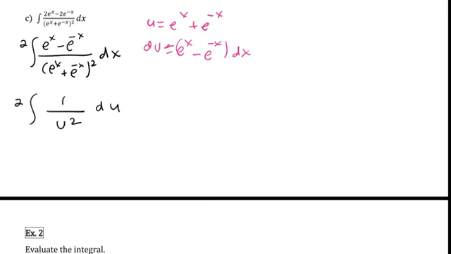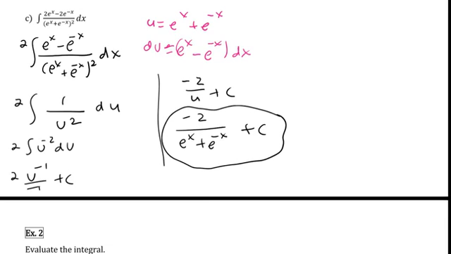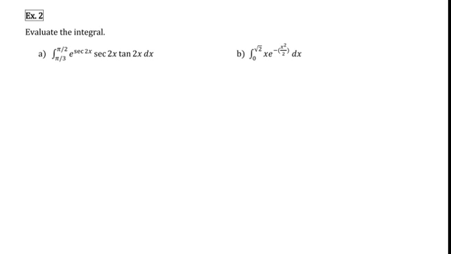Okay, now on this one, we have to rewrite it as 2 times u to the negative 2 du. When you integrate, you're going to get u to the negative 1 over negative 1 plus c. I'm going to continue my answer over here. So that's negative 2 over u plus c, which is negative 2 over e to the x plus e to the negative x, plus c. And we're done with letter C.